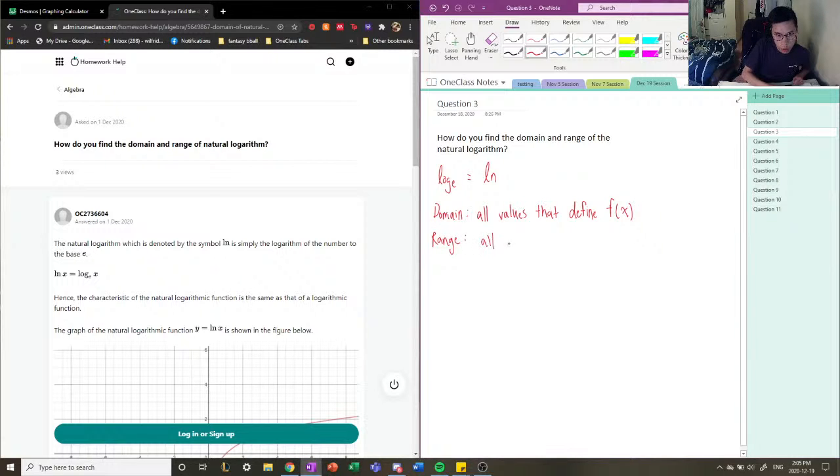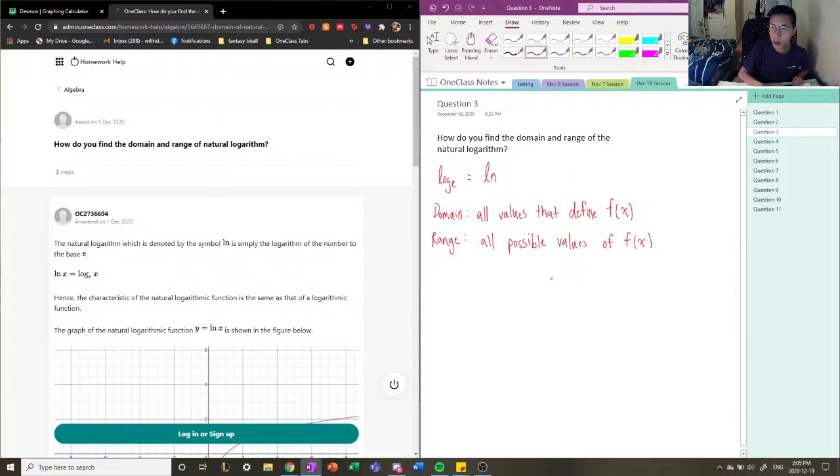is all possible values of f of x, of the function f of x. So the range means that all the values of the domain that map to something else, those values that are mapped towards are called the range.